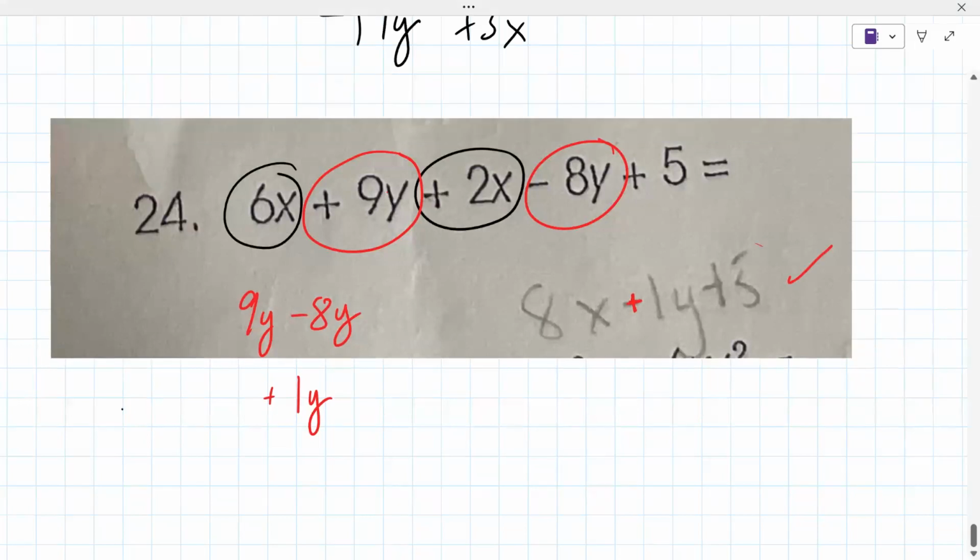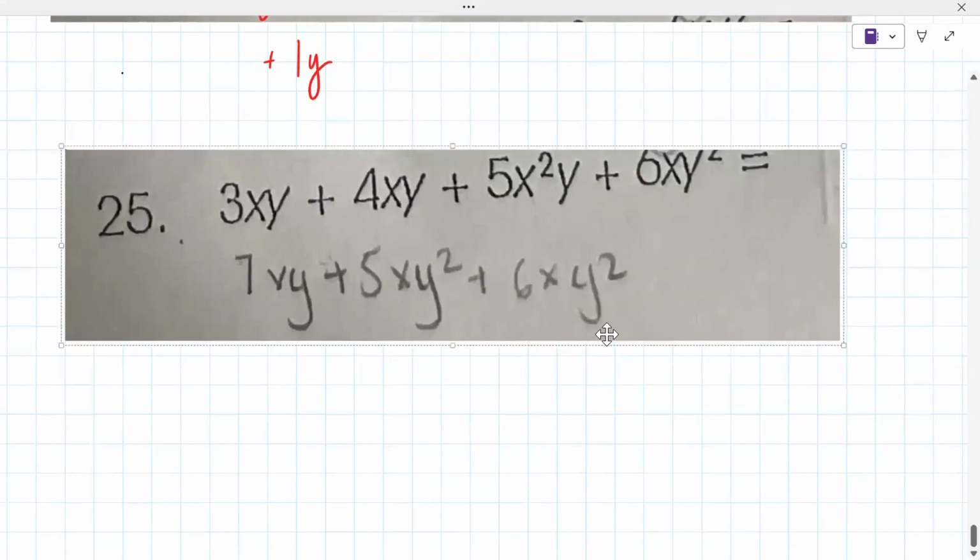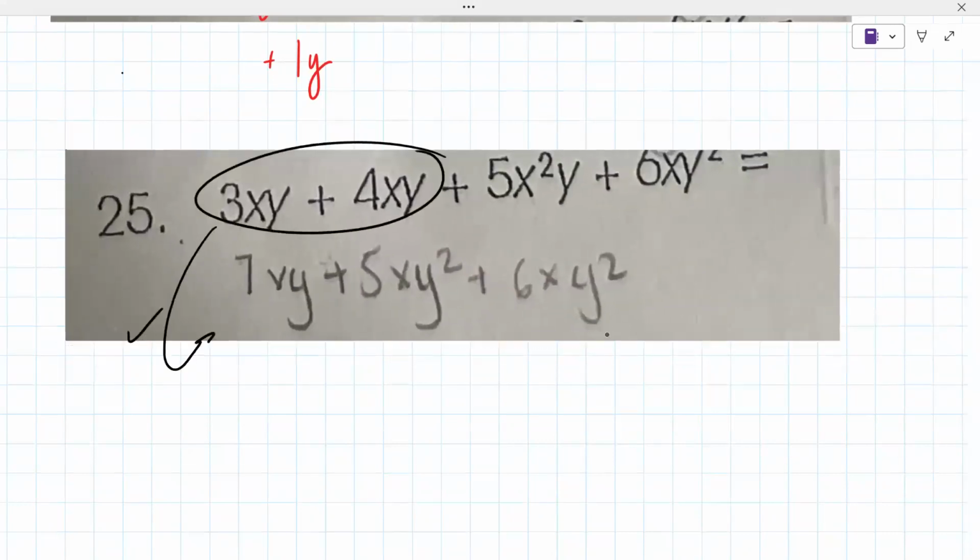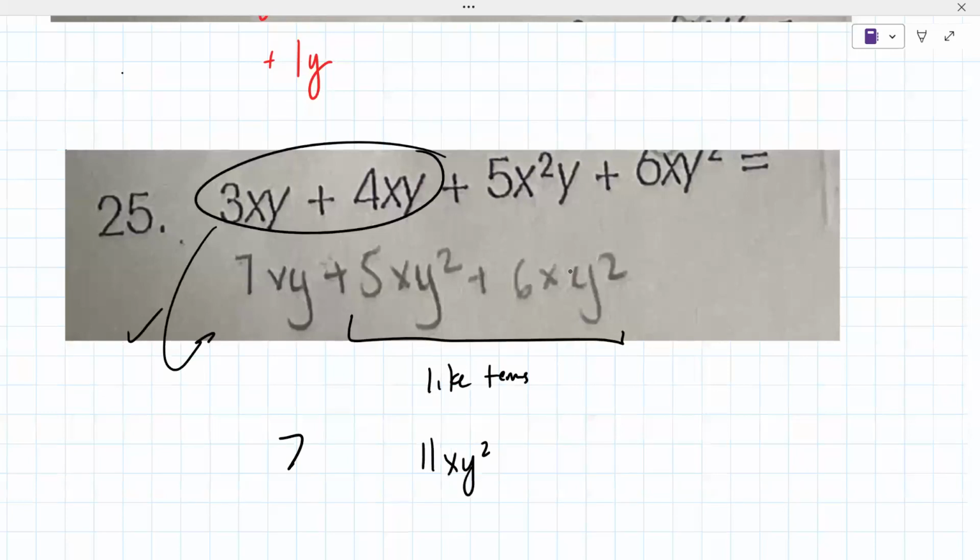All right, so let's see if we can quickly get in one or two more here. 25 here. You are so close. The 7xy, that is correct. These are considered like terms. Maybe you didn't talk about that in class, but do you see that they both have an x and they both have a y squared? So this would be 11xy squared. Oh yeah, I see what I did.